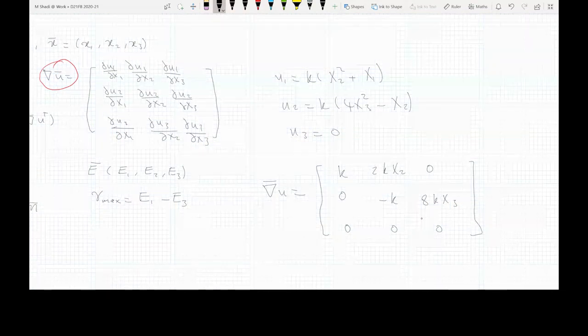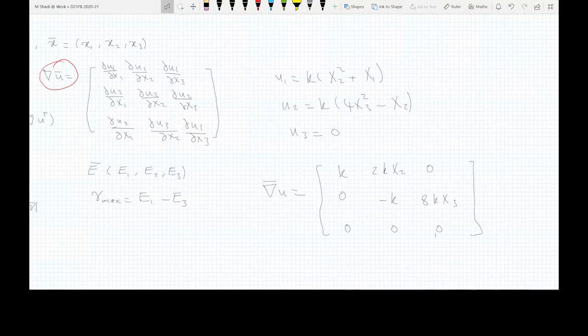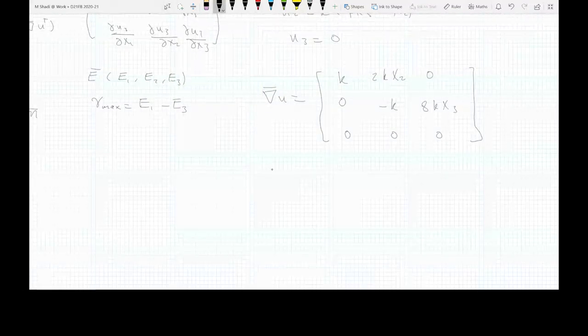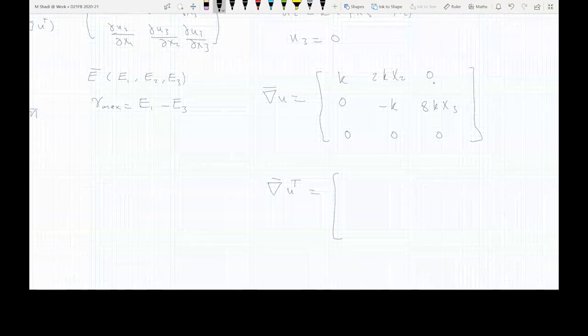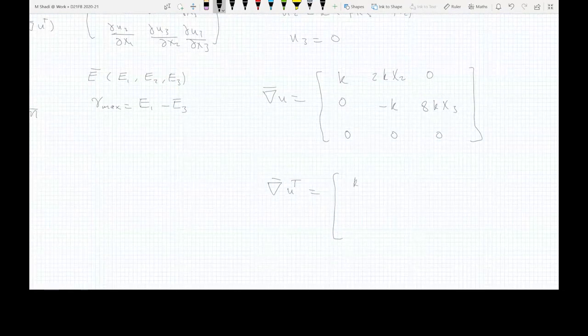We need to find also the transpose of the displacement gradient, so I'm just going to transpose that. The first row becomes a column: k, 2kx2, and 0. The second row becomes a column: 0, -k, 8kx3. And the third row becomes a column, and this is only zeros everywhere.